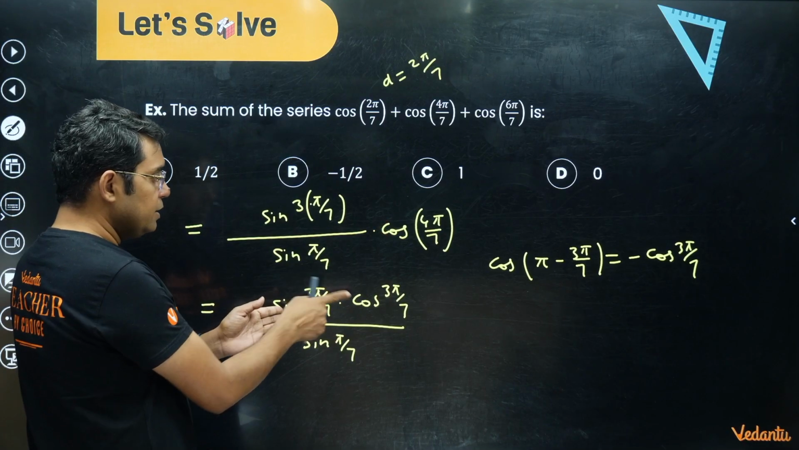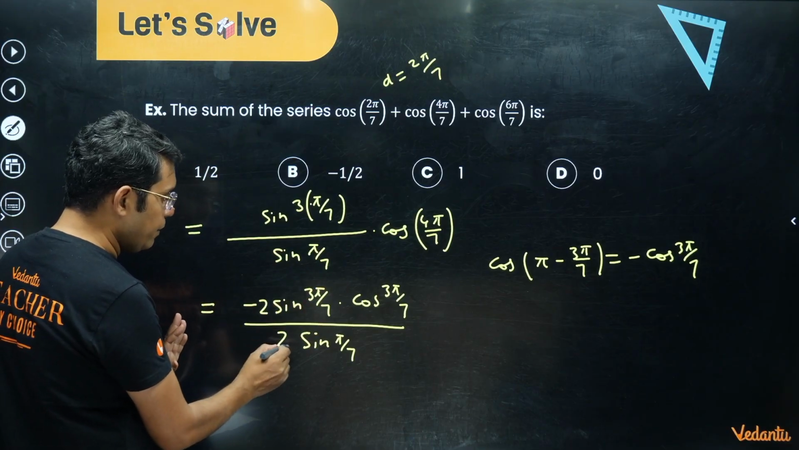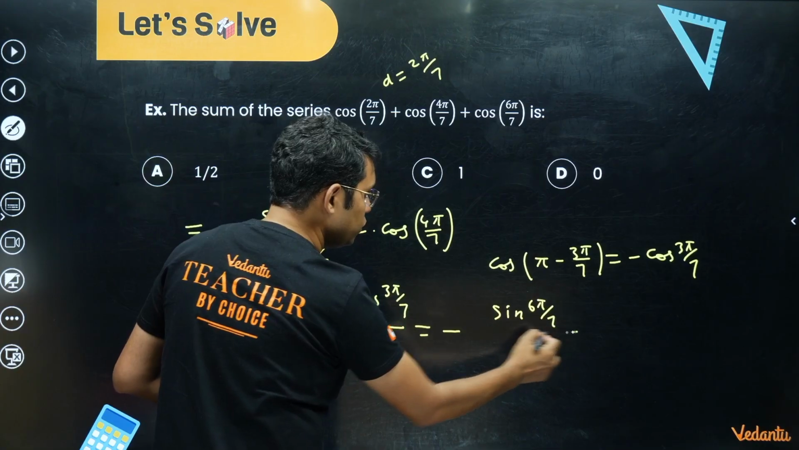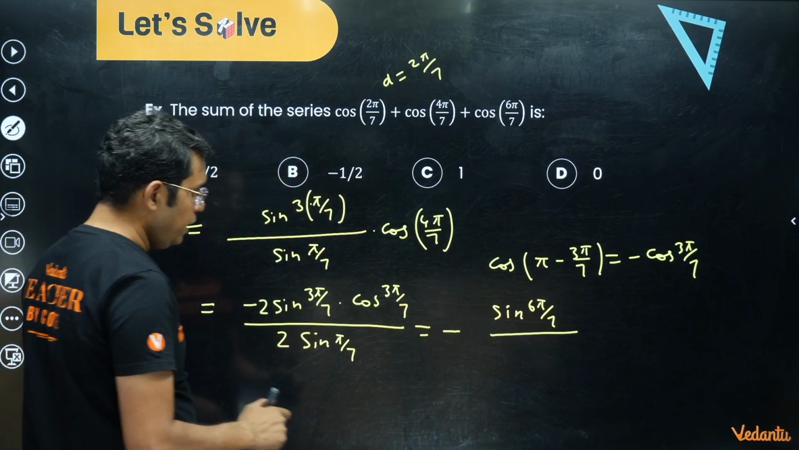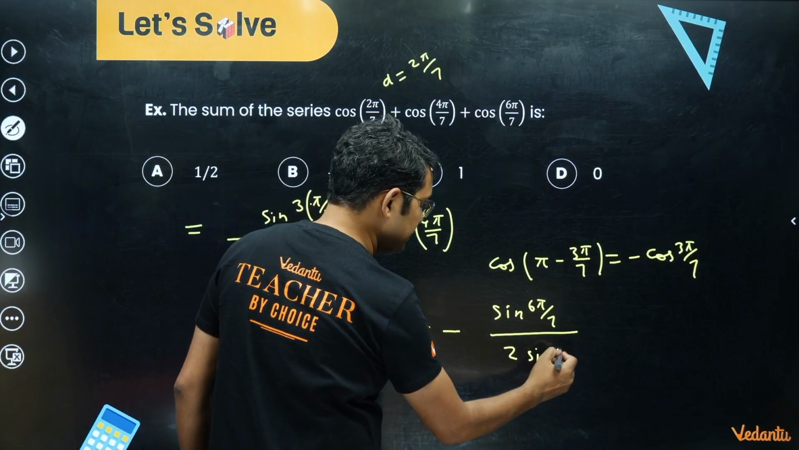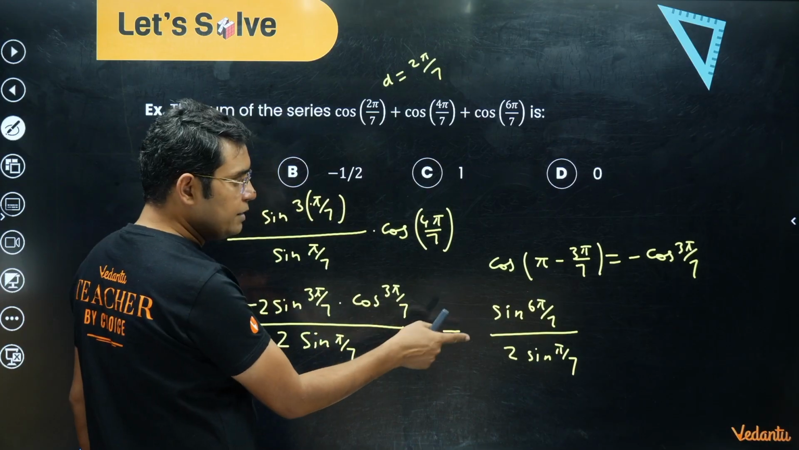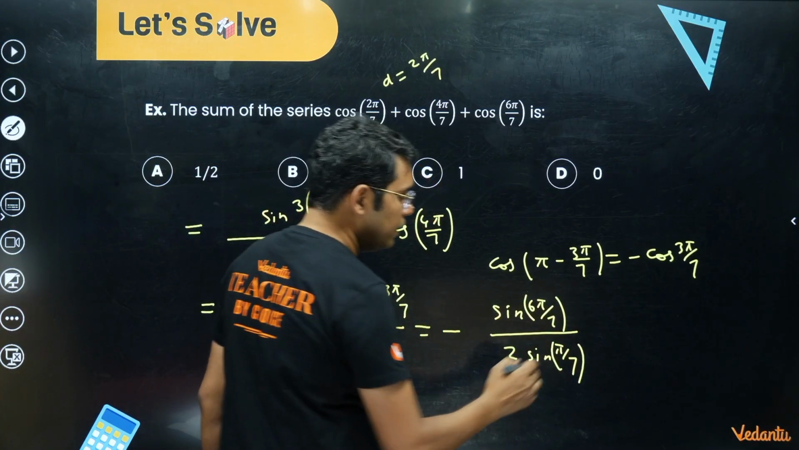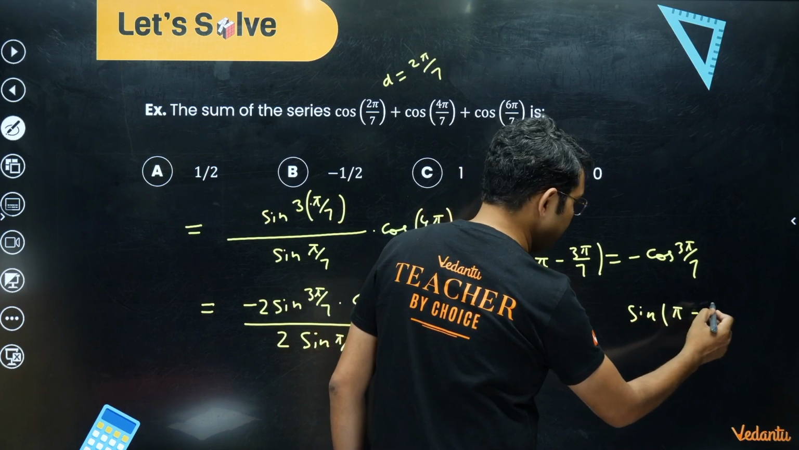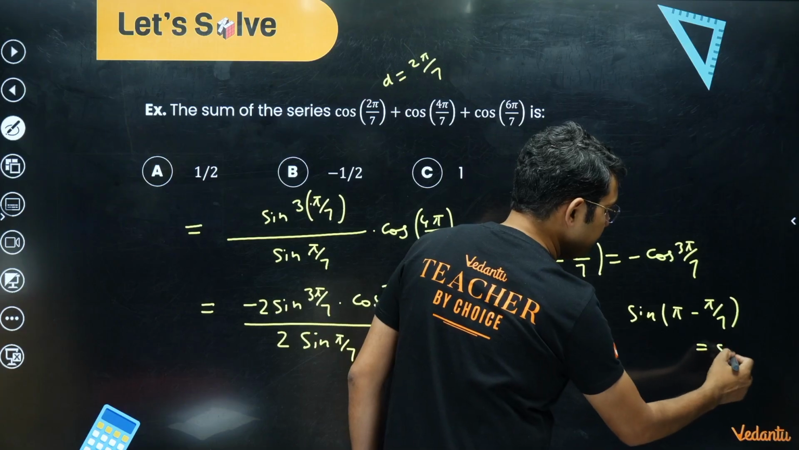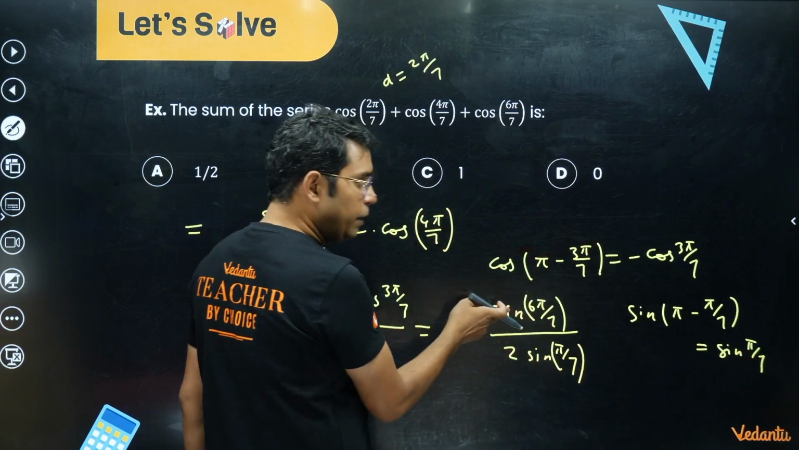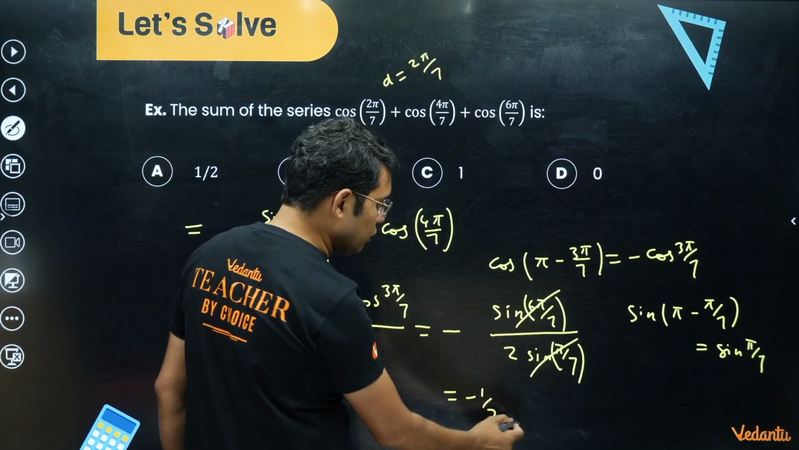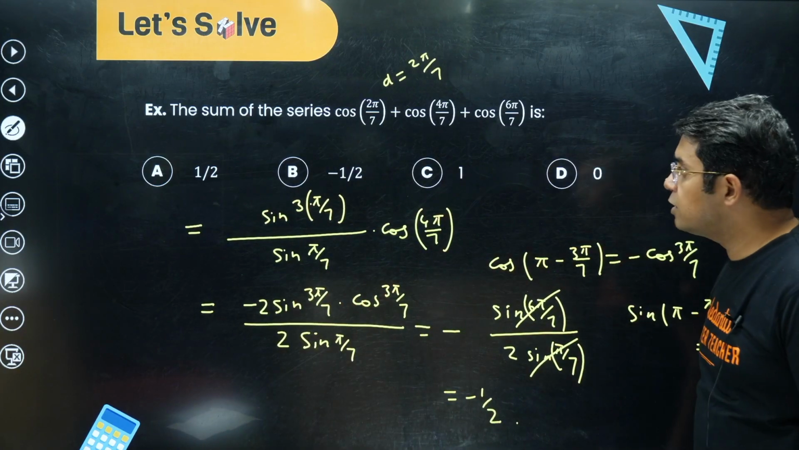Now this is cos θ sin θ. So if I multiply by 2 here and here, it will give you minus sine of 6π/7, by the sine 2θ formula, 2 sin A cos B upon 2 sine π/7. Now sine π/7 and sine 6π/7 will be the same because these angles sum to π. You know sine of (π minus θ) is equal to sine θ. So sine 6π/7 will be sine π/7, so they get cancelled. The final result comes out to be minus half. So the answer of this should be B.